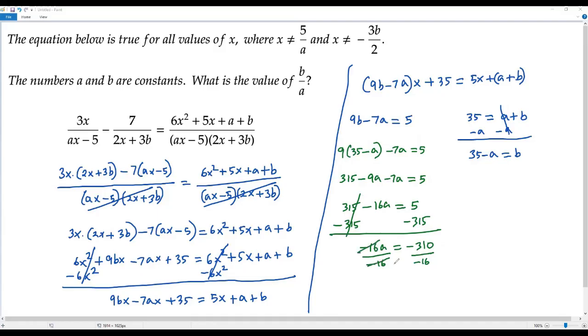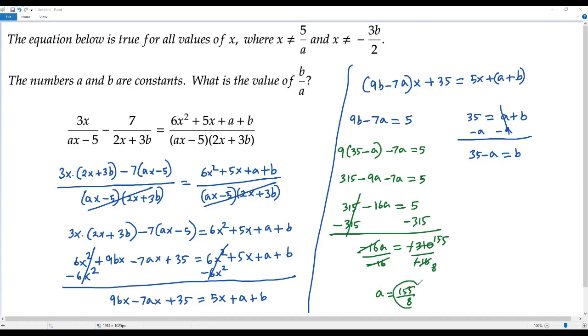The negative 16 will cancel out. Here the negative will cancel out. And for 310 and 16, we have the greatest common divisor 2. 2 goes into 16 8 times and 2 goes into 310 155 times. Here I got the value of a, that is 155 over 8.